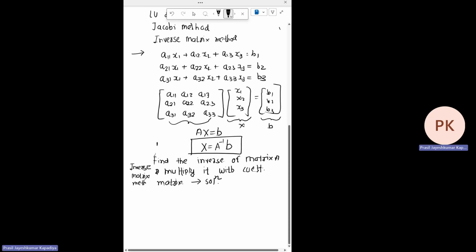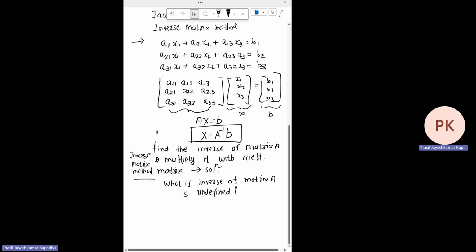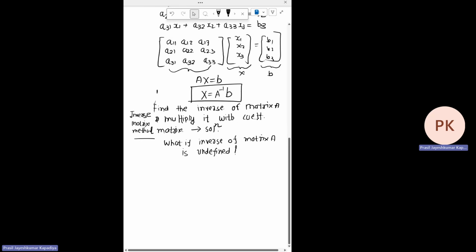But what can be the limitation? The limitation of this method is, what if the inverse of matrix A is undefined? Let's say if we can't define the inverse of the matrix, then what will we do? So this is the simplest method, but this is its big limitation.